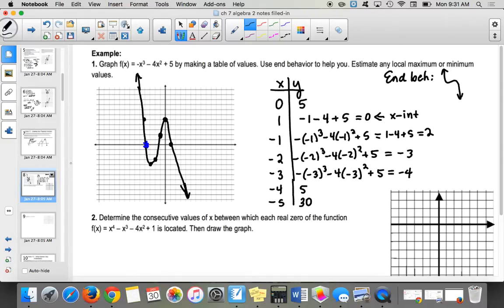Now there are methods to try to approximate the 0. Like once you have negative 3 and negative 4, then you could plug in like negative 3 and a half. Right, negative 3.5, and then negative 3.75, right? You can keep making the interval smaller and smaller, but we don't have to do that.